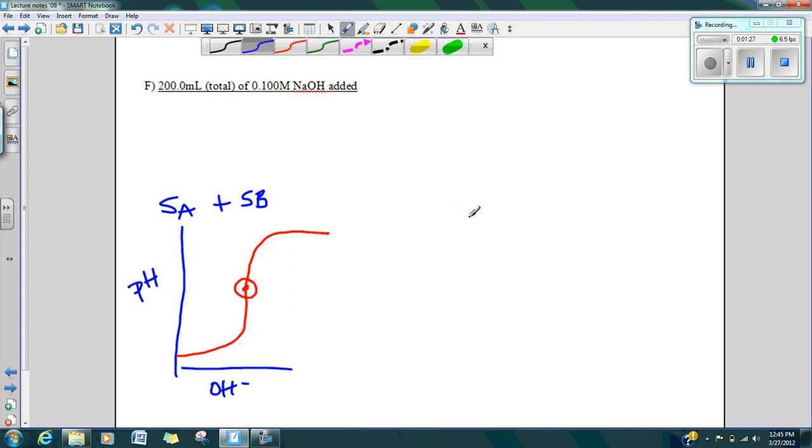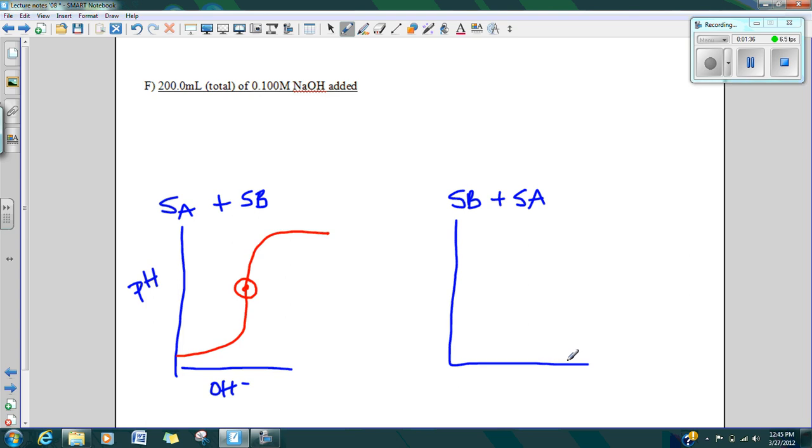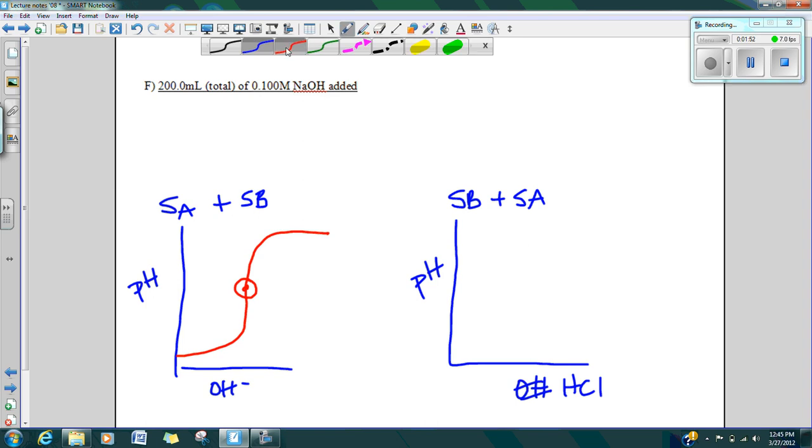In the next situation, if I take a strong base and add a strong acid to it, hopefully you understand that it's just going to be a flipped curve. Here's my pH. I'm not adding OH this time; I'm going to add my HCl, or any of the strong acids that you know. We are just going to get a flipped curve. If I have a strong base, the pH is going to be on this end of the scale, and as I go down, I'm going to have this inflection point.